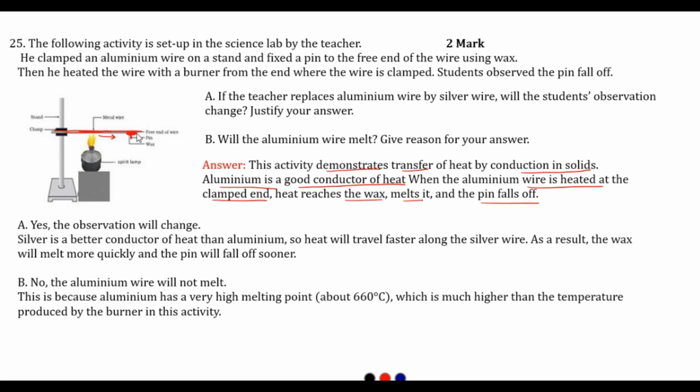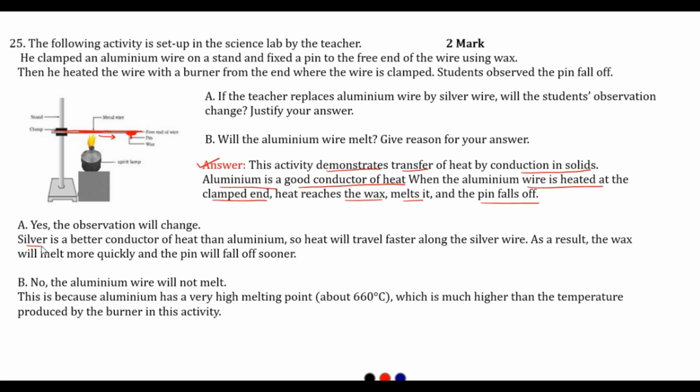When the wax melts, because of the wax, this pin is attached to this aluminum wire. And if the wax melts, automatically the pin will fall off. So this is the thing that is explained in the answer. Now, if you see question A, if the teacher replaces aluminum wire by silver wire, now we have to see the property, conduction of heat, how it changes when the metal is changed.